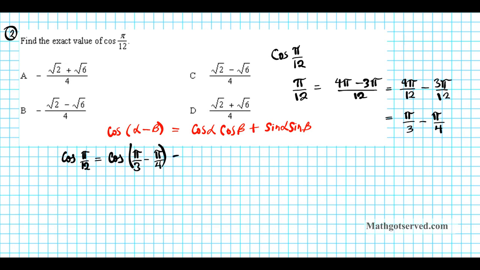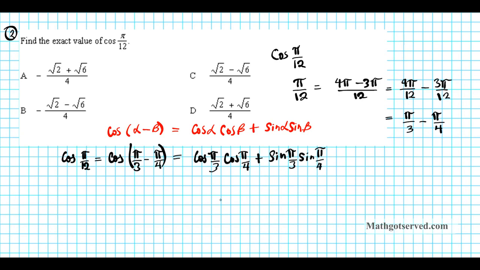So for the cosine difference identities, the trig pairs are the same, cosine and sine, and the sign is opposite, all right? So if I apply that here, I'm going to have cosine pi over 3, cosine pi over 4, plus sine pi over 3, sine pi over 4.